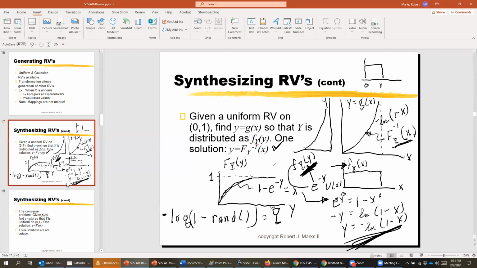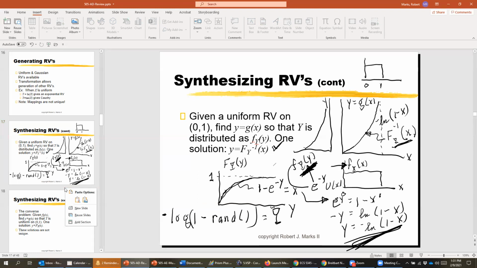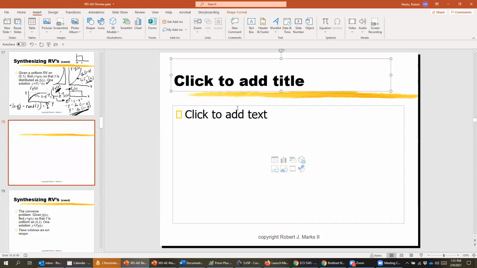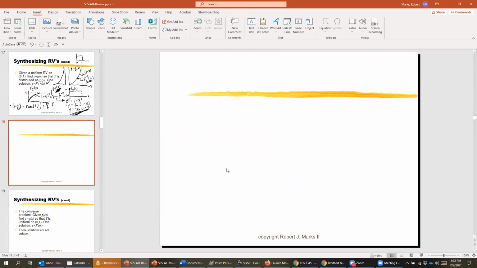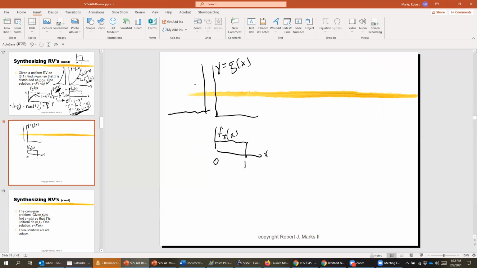Now, the interesting thing about this is that it is not unique. Let me give you an example. This is an almost trivial example, but say that we had an f of x that went between 0 and 1. It's a uniform random variable. And we have a g of x up here that we bounce it off of. And our desire is to get an f sub y which is also a uniform random variable from 0 to 1. This is a very degenerate case.